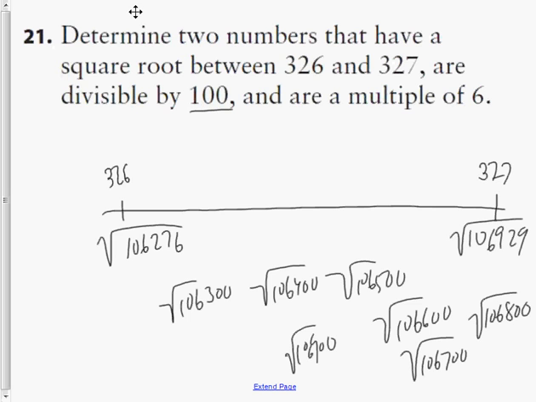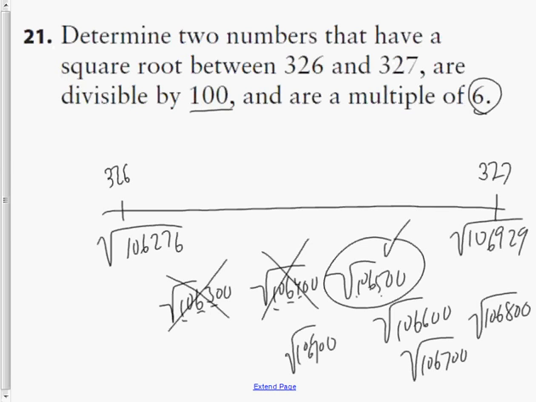So in order to be a multiple of 6, it has to be a multiple of 2 and 3. So if I add these digits together, 1 plus 6 plus 3, that is 10. So 10 is not divisible by 3, and therefore it's not a multiple of 6. 1 plus 6 plus 4 is 11. 11 is not a multiple of 3, so it's not divisible by 6. 1 plus 6 plus 5 is 12. 12 is a multiple of 3, and it's divisible by 100, and it has a square root, so this one is one of them.